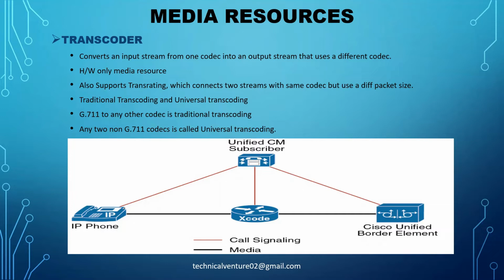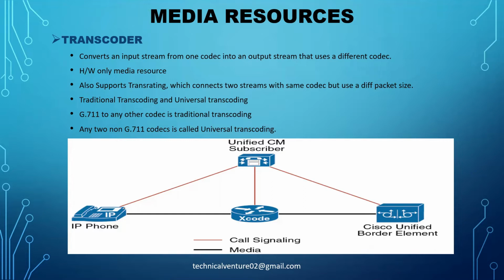So what's the main purpose of this transcoder actually? What can a transcoder do? A transcoder can convert one stream to another stream. That is, if you are running a G711 codec, but your next party, like the destination party, is using G729, and you are not able to communicate with each other due to this codec mismatch.